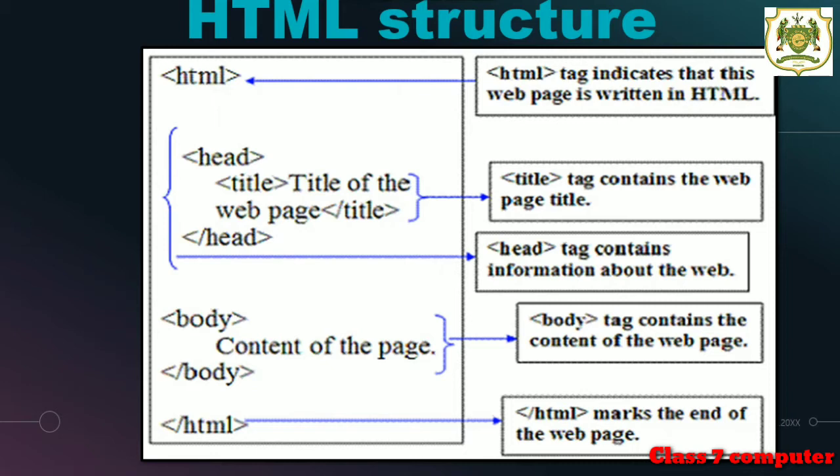As you can see, all the HTML documents start with the HTML tag. The HTML tag indicates that this web page is written in HTML language. HTML is the very first tag which is used in the document. Then after the HTML tag, we have the head tag. As we can see over here, the head tag can be used for giving the heading in the HTML document. Inside the head tag, we have the title tag.